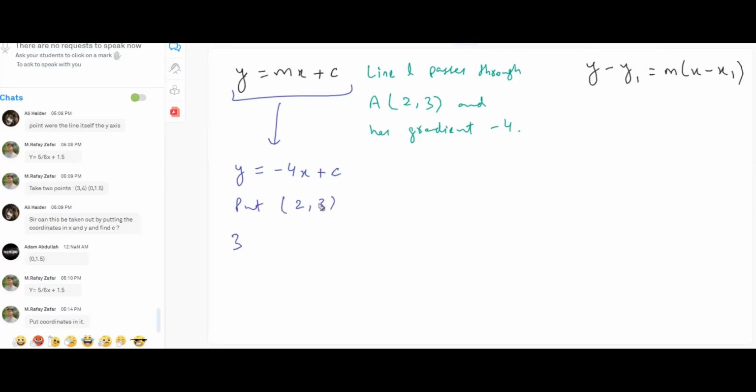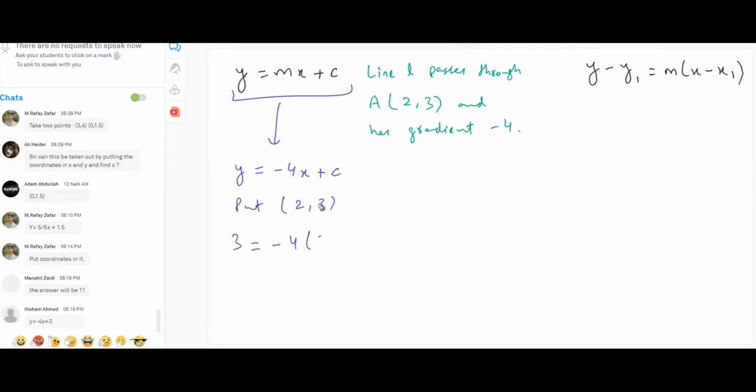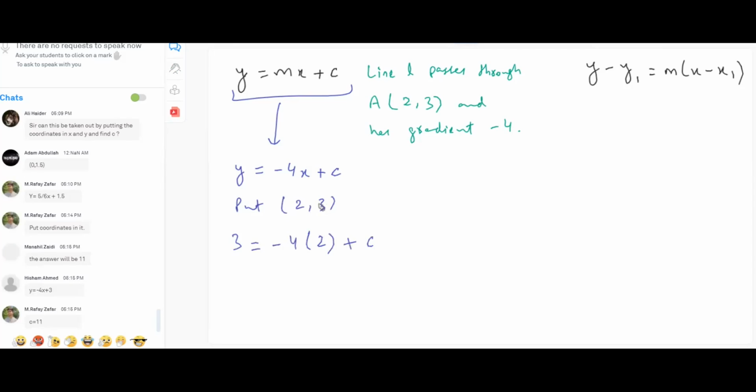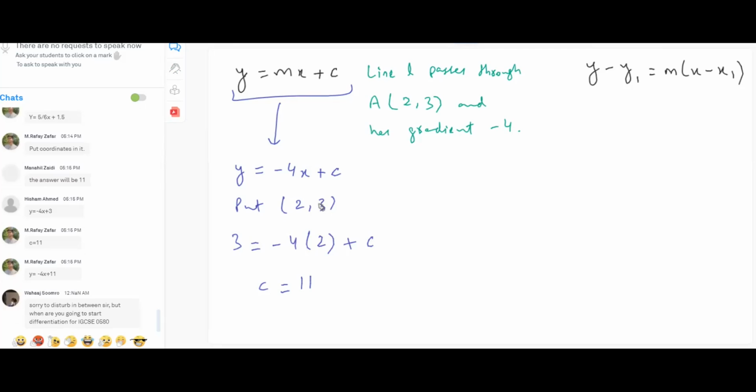सो वी से दिस इज 3 इक्वल टू -4 into 2 plus c, and that gives you c equal to 11. Exactly. So c turns out to be equal to 11. Yes, that's correct. Hisham, Rafi, Manahil, that's correct. So what do we get from this? हमारे पास equation of line आ गई यहाँ पे, and that equation is y equal to -4x plus 11. That is the equation of this line. Okay, -4x plus 11.